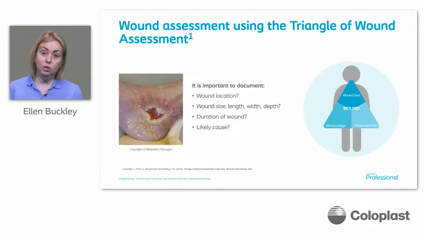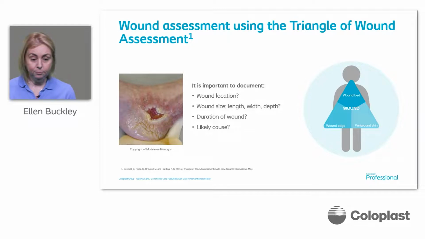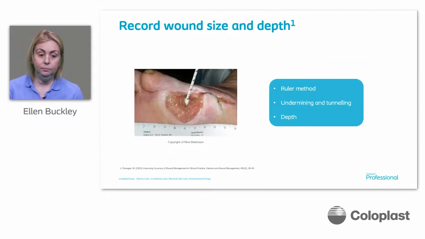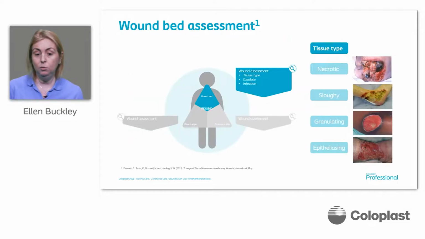Do we need to use a larger size? Do we need to use something to fill the wound before we use a secondary dressing, for example? All really important information to capture. So how do we measure a wound? Well, we use the ruler method. So we measure undermining and tunnelling, and we also measure the depth of the wound as well.